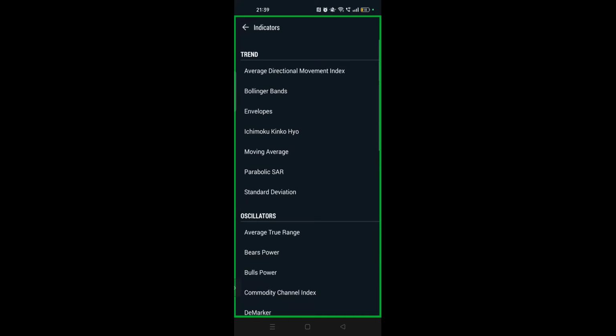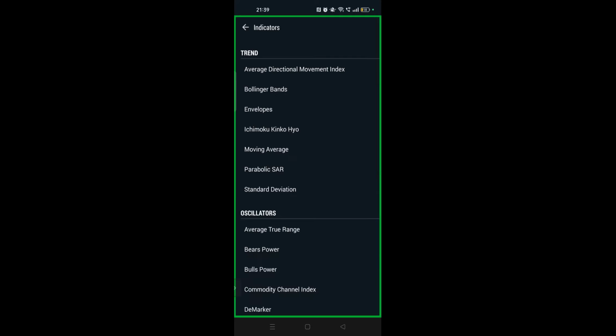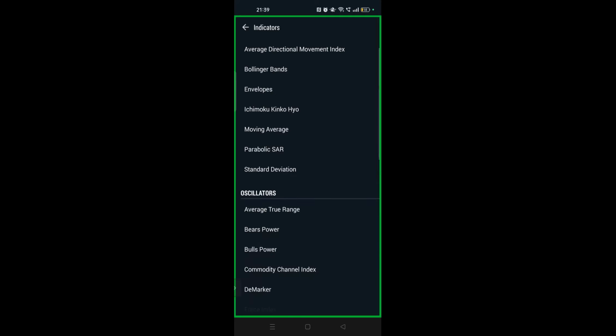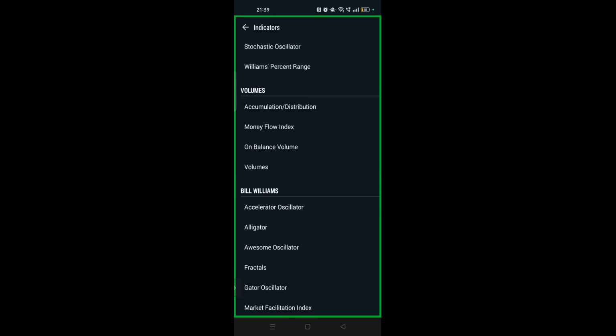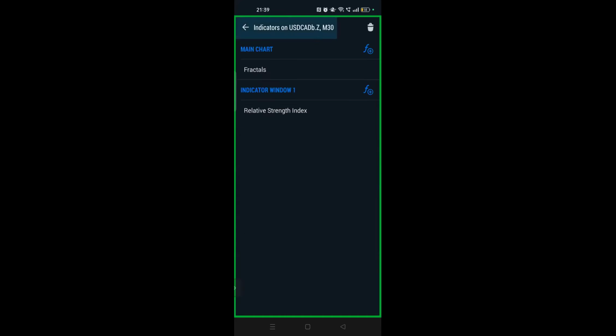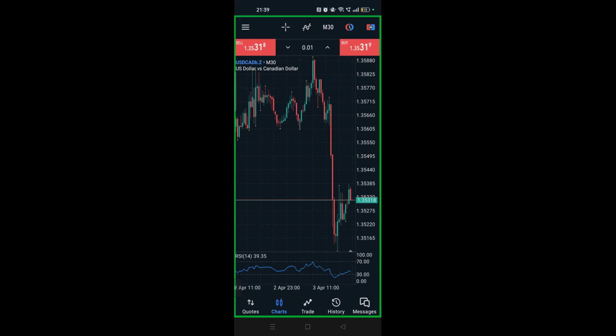So we have trend indicators, oscillator indicators, volume indicators, and Bill Williams indicators, right? All these indicators have a purpose. You don't need all of them to be a good trader. What you need is to know how you can tackle the market. Who is controlling the market? How are they controlling the market? When are they going to move? So you can move with them and be able to make some money.